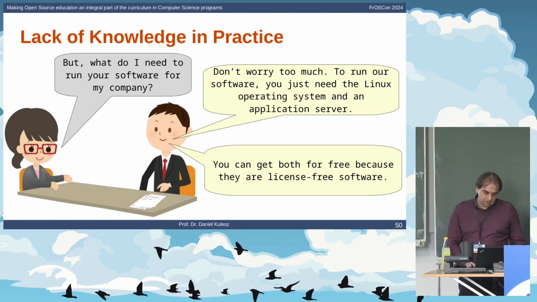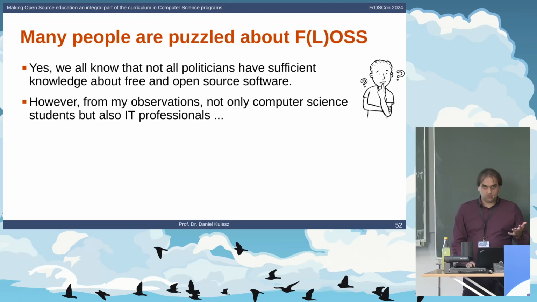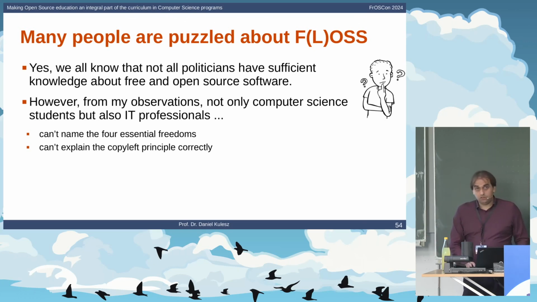these things. And in my assumption, people are really puzzled about free and libre open source software. And we see this a lot when we look at the behavior of politicians. However, even people in computer science, who should know it better, struggle to name the 4 essential freedoms that make free software free. They can't explain how the copyleft principle works.